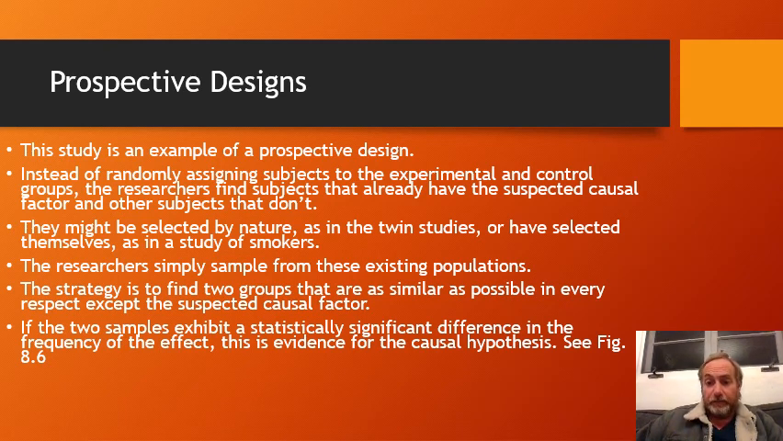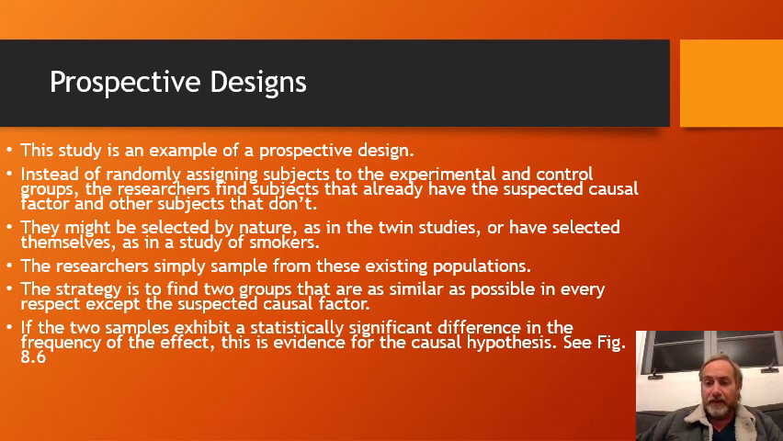And then the idea is, right, if the two samples exhibit a statistically significant difference in the frequency of the effect, this will be evidence for the causal hypothesis, right? So it mimics, if you remember back sort of 2 lectures, the basic idea of how you make an inference back to a causal claim. The idea is, if you had a possible world where everybody had the cause, and a world where everybody didn't have the cause, you should see higher frequency of the effect in the world where everybody had the cause.